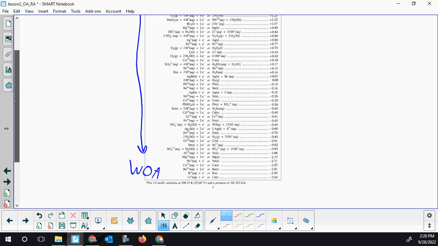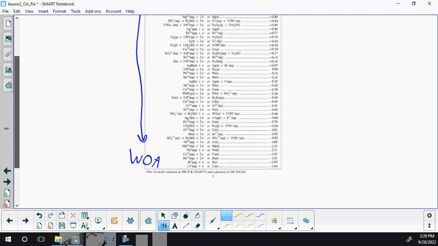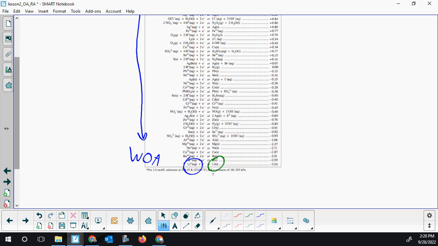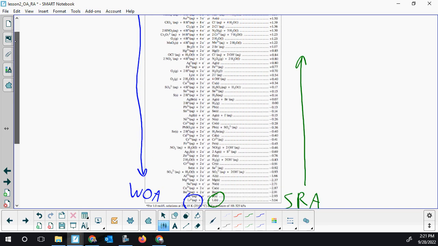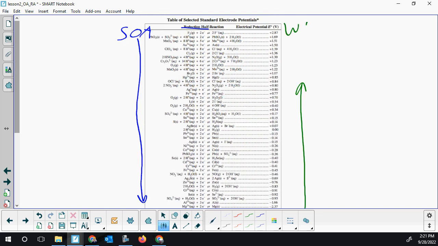Now we see the opposite trend in the other column. Lithium ion is a horrible oxidizing agent. But if we look at its product, lithium metal, that is the strongest reducing agent. Lithium metal really wants to do the reverse reaction and make lithium ion and spit out an electron. And as we go up in the table, we get worse and worse reducing agents. We get the weakest reducing agent at the very top.